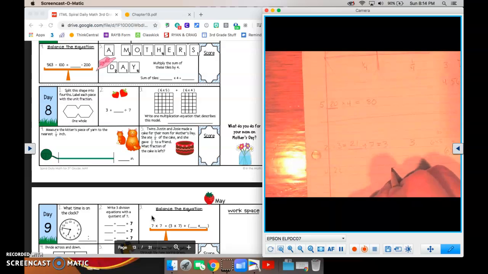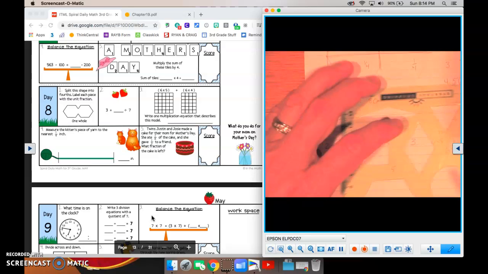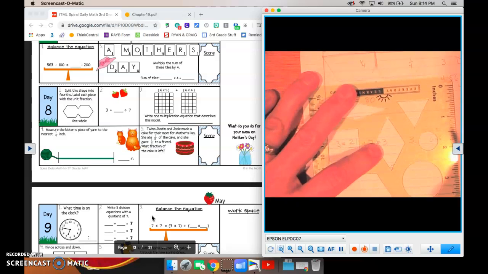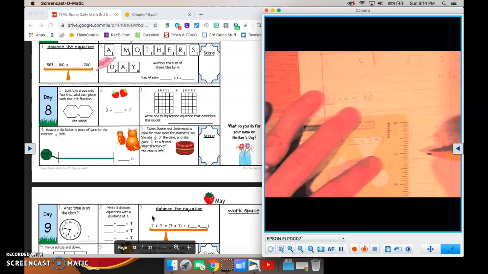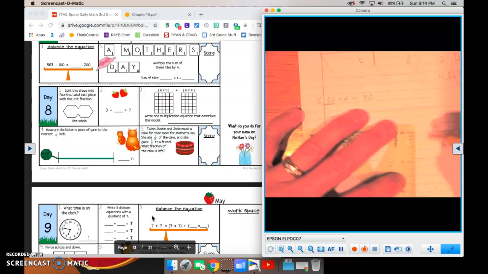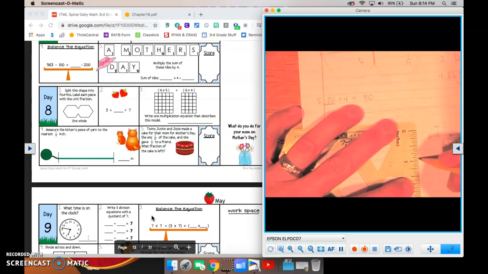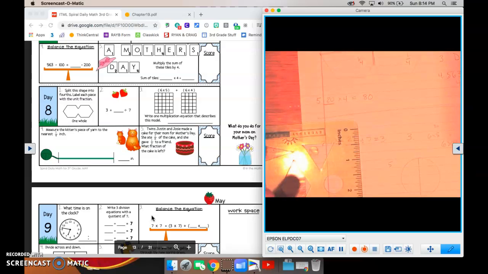All right, here we are, number 5 now. Twins Justin and Josie made a cake for their mom for Mother's Day. Oh, that's very nice of them. She ate 1/8 of the cake, and she gave 1/2 to a friend. What fraction of the cake is left? So let's use this. Here's our cake. Now I'm going to take that cake and split it in half right away. Because right away we know she got rid of half of it anyways.